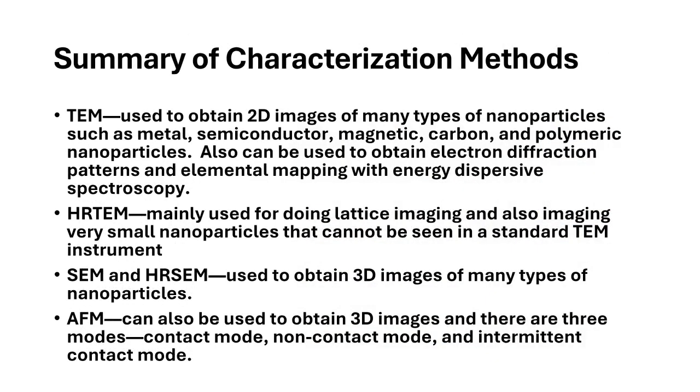TEM is used to image many kinds of nanoparticles, and also it is possible to obtain electron diffraction patterns, as well as conduct elemental mapping to find the composition of your core shell or bimetallic nanoparticles. HRTEM is mainly used to obtain lattice fringes and image extremely small nanoparticles not visible using a standard TEM. SEM and HRSEM are used to obtain 3D information on the nanoparticle shape. AFM also provides 3D information on the shape of the nanoparticles, and there are 3 modes: contact mode, non-contact mode, and intermittent contact mode.